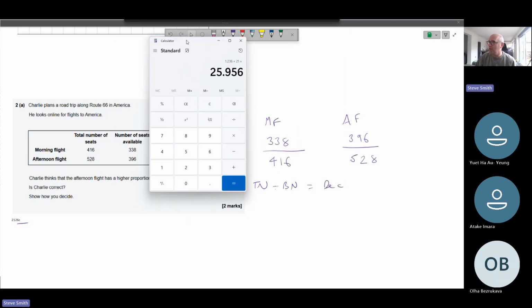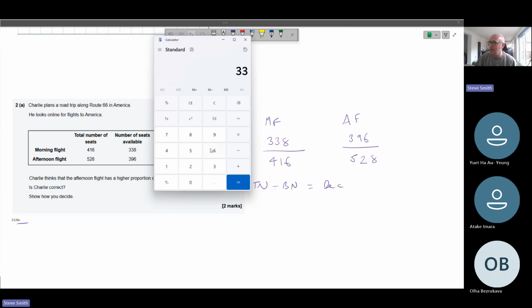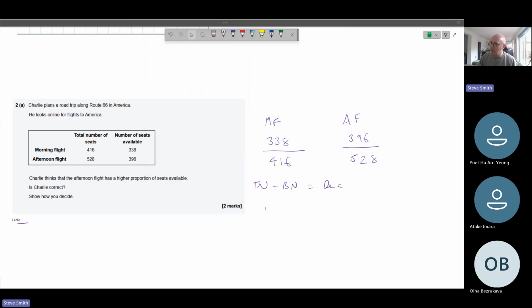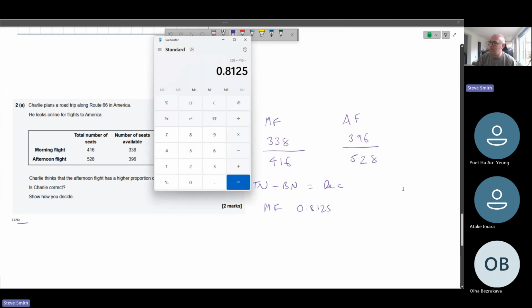It's like calling a dog. Right, 338 divided by 416. First decimal, 0.8125. Morning flight, 0.8125. Afternoon flight, same sum, exactly 396.